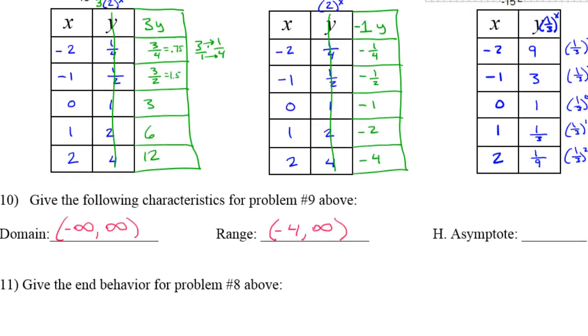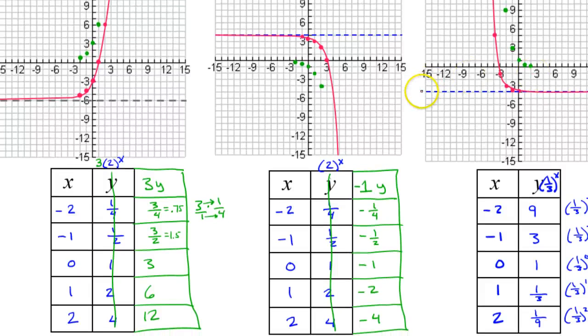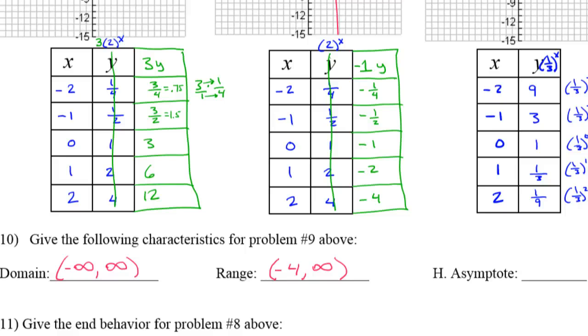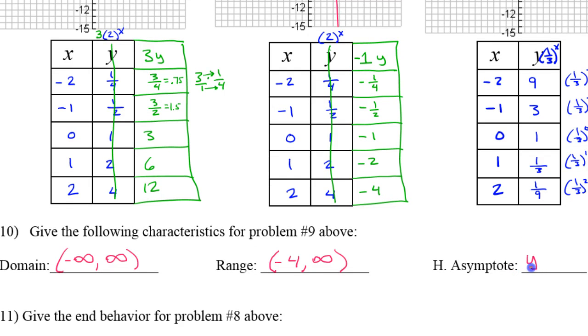Okay, what's left? What is the horizontal asymptote? Well, the horizontal asymptote is this horizontal line at -4. Horizontal lines always have the equation y equals something, so in this case that'll be y equals -4. Okay, so that's all about problem number 9.